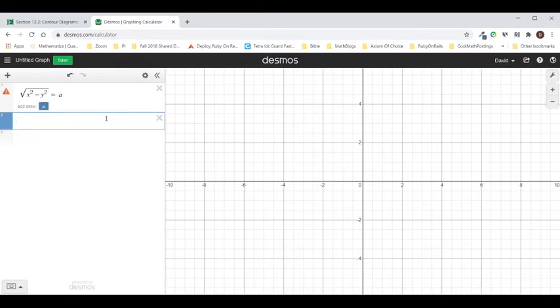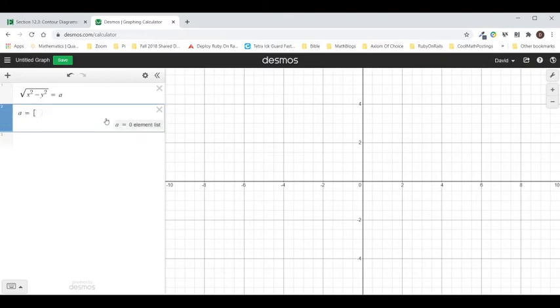And what I'm going to do, and you're going to have to remember the syntax, I want to say a equals, and I'm going to use square brackets, and then pick some nice values of a. And I think I picked 1 through 3 before, 0 through 3. So let's do that. So 0, dot, dot, dot, comma, 3, like that.